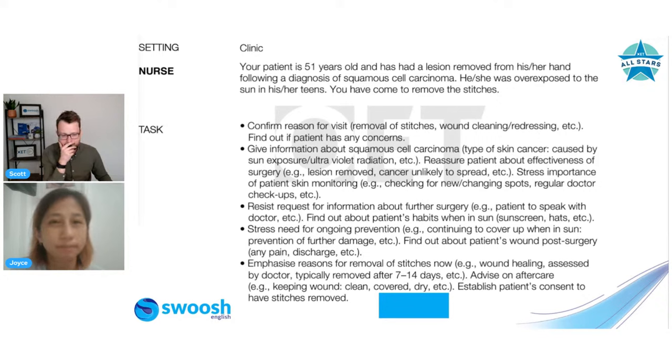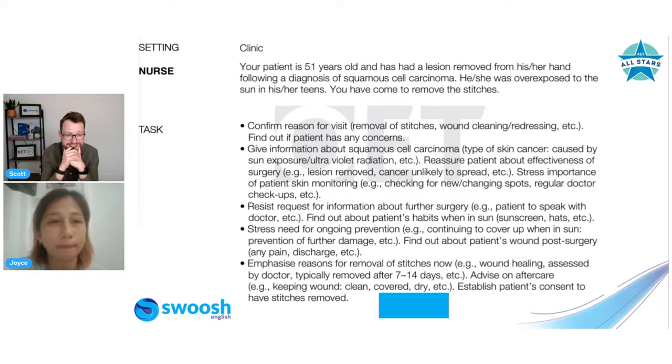Well, yeah, to be honest, this is skin cancer. I'm a bit worried about it. The doctor said it was something called squamous cell carcinoma. This is quite scary to me. Can you tell me more? What does this mean? I understand that you're kind of worried about your condition, and it's absolutely normal. I am here to help you and explain to you a bit of information about squamous cell carcinoma. Would that be all right?